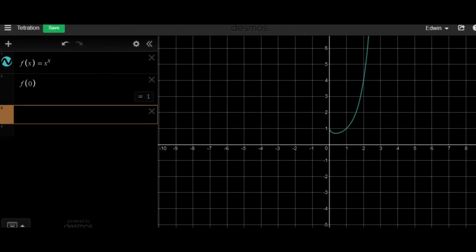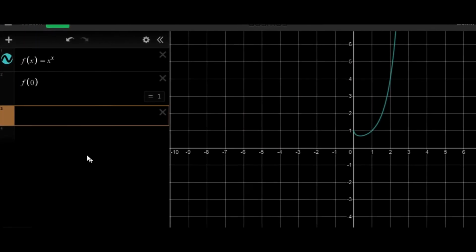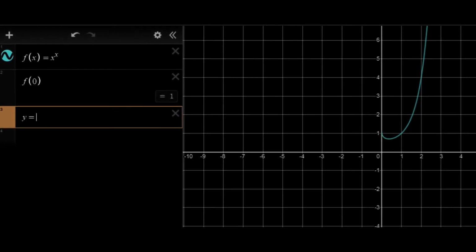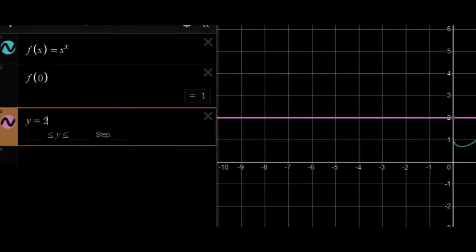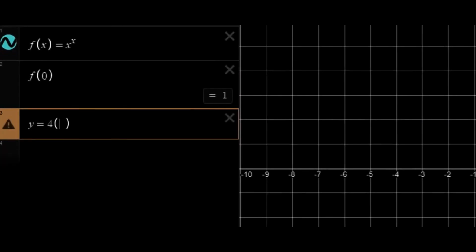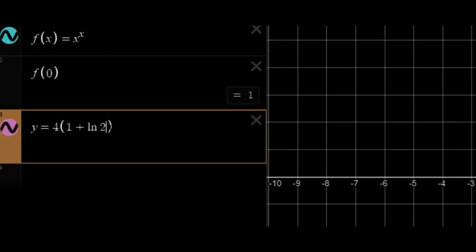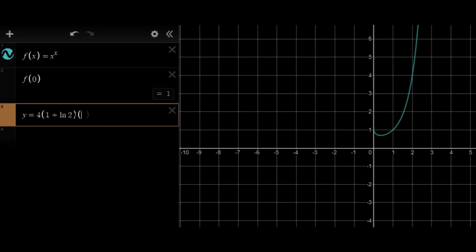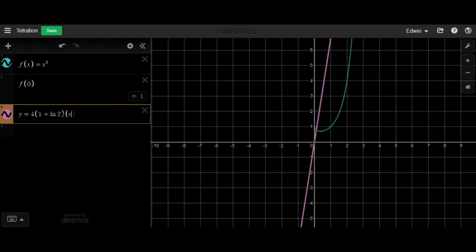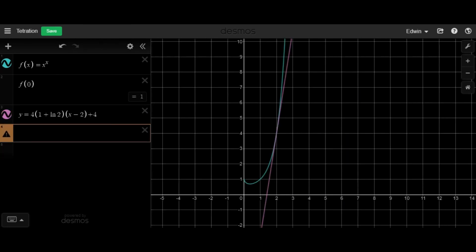Okay, so here we are back in Desmos. Let's type in our tangent equation. Remember, of course, we'll use point slope form here. Well, our tangent slope was 4 times 1 plus the natural log of 2, and that is your tangent slope. And of course we have to multiply that by x minus our x value of our point of tangency, which was 2, and then we'll add on our y value, which was 2 to the power of 2. Okay, we might as well put our point of tangency on here as well. That was 2 and 4.